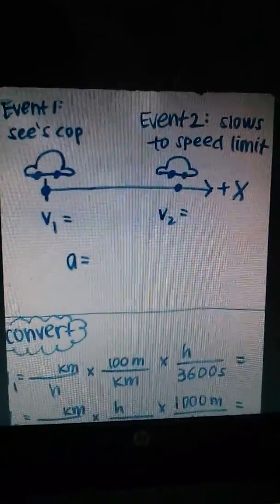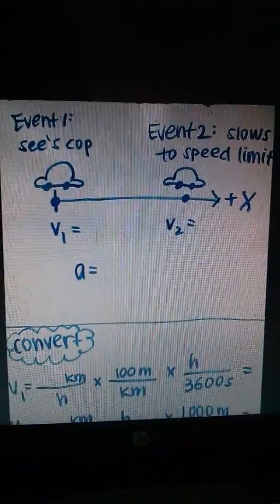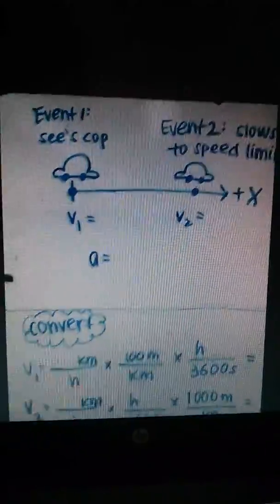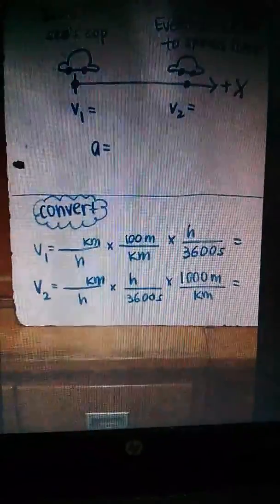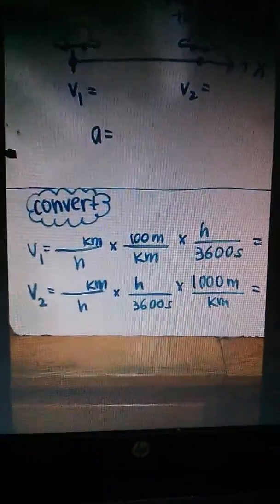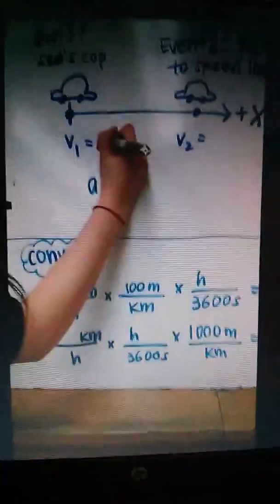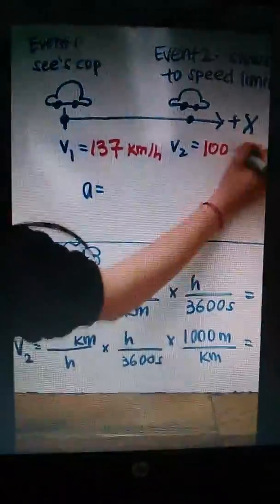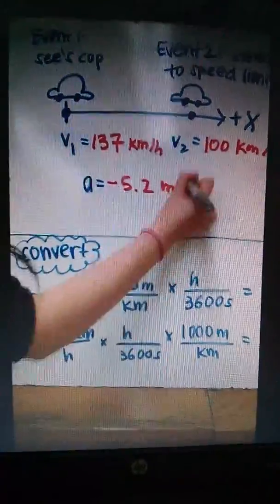Here we've decided to specify the moment the driver sees the cop as the origin, which is when the car begins to slow down, making it event 1. Event 2 is when the car has slowed down to the speed limit. This shows a positive displacement. We fill in our 3 given kinematic quantities directly from the question and state that we must find time in seconds.